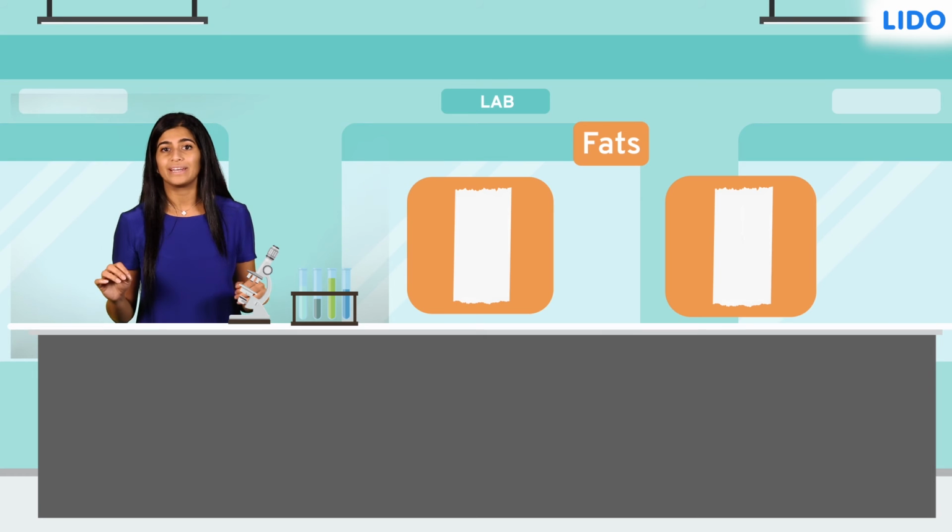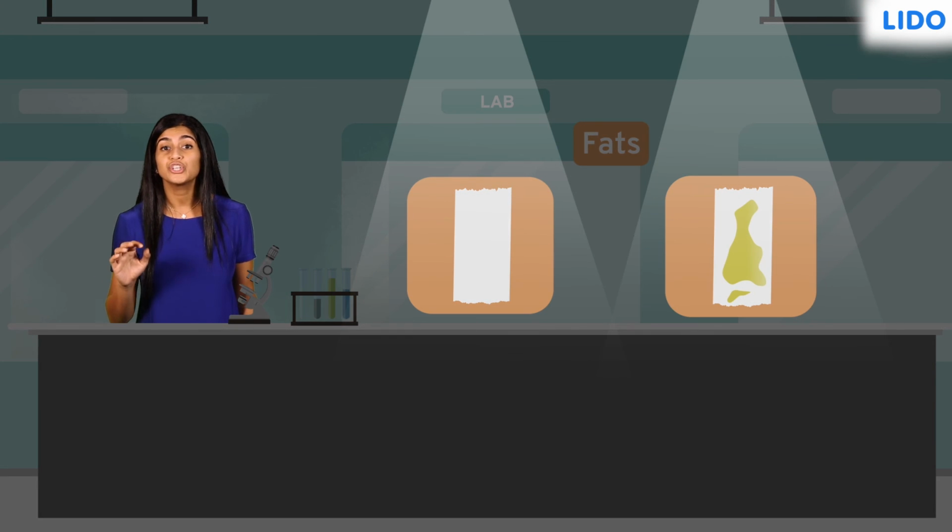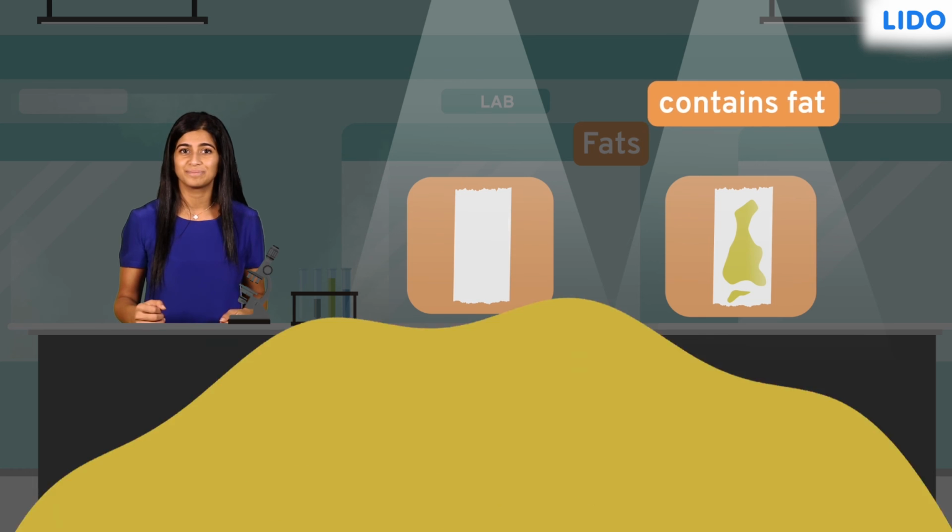item will evaporate. Now, let's hold up the paper in front of some light and check for oily patches which allow the light to shine through. An oily patch on the paper tells us that the food item contains fat.